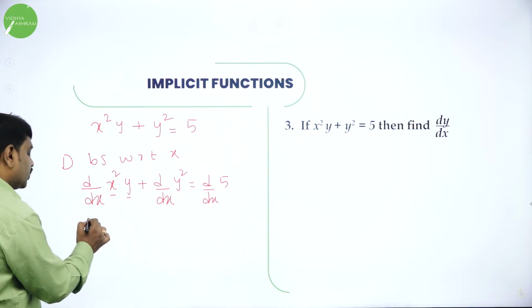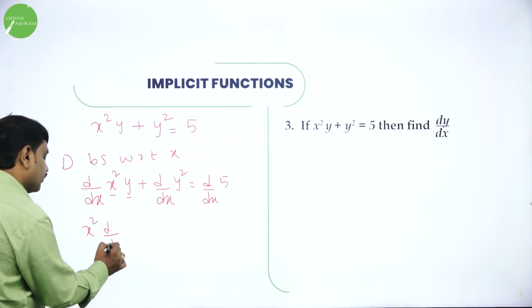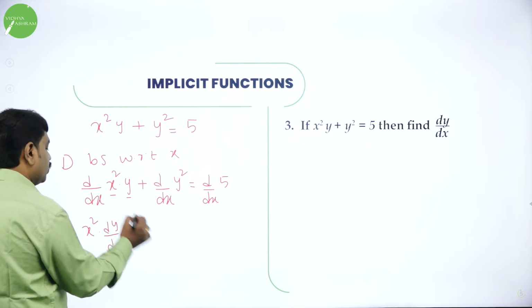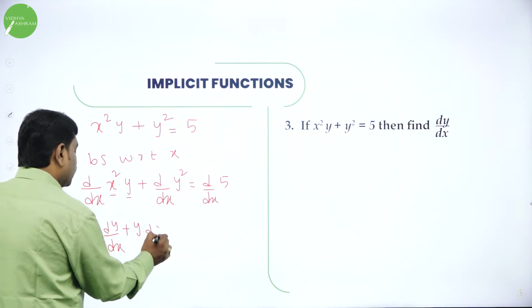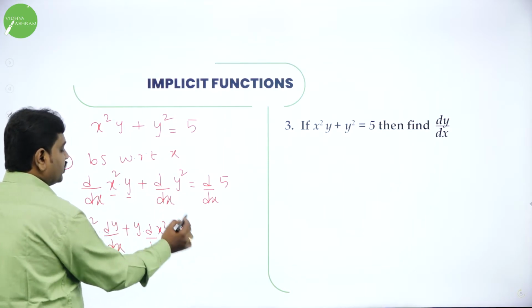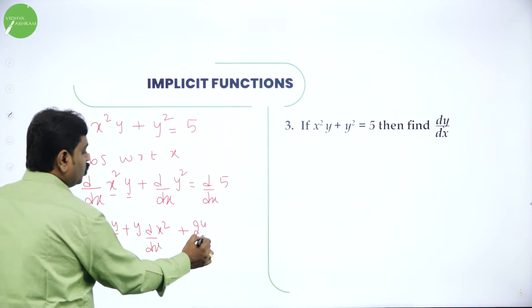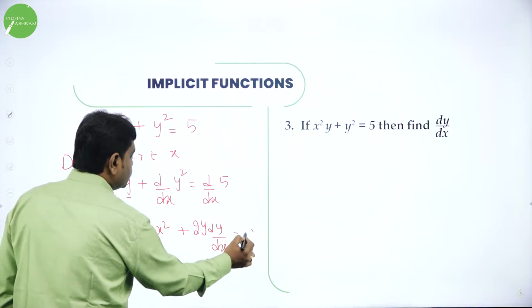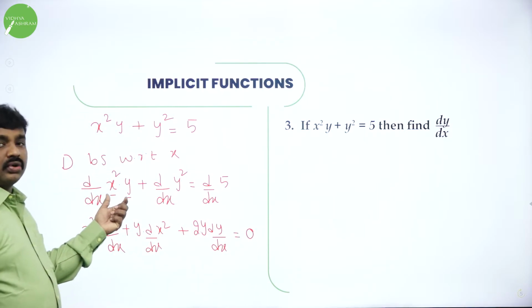What is the product rule? First function into derivative of second function, x square into d by dx of y plus second function y into d by dx of x square. So whatever I wrote here, this is the derivative of these two, and plus d by dx of y square. What is d by dx of y square? 2y into d by dx of y, 2y into dy by dx is equal to what? 0. Here using the product rule is important.